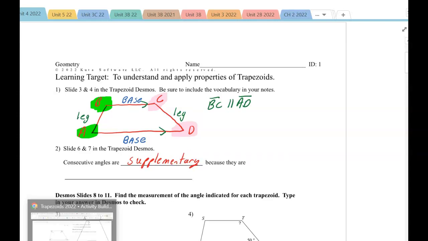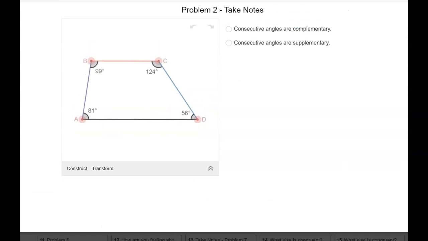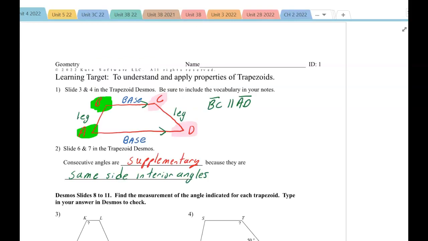In slide 6 in the Desmos explains the reason, because they are same side interior angles. So consecutive angles are supplementary because they are same side interior angles. So in our notes, I just filled that out. So just a quick summary, angle A and D are called base angles. Some people call them lower base angles. B and C are called upper base angles. And then consecutive angles in a trapezoid are supplementary.